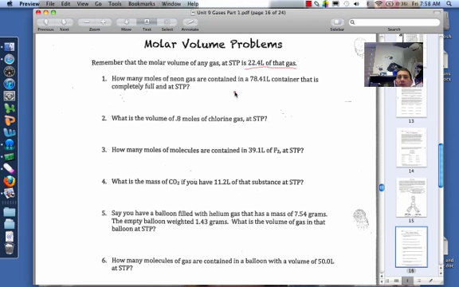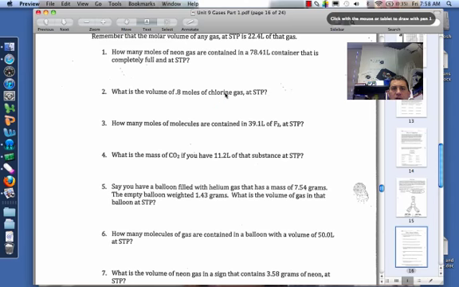That gas is going to occupy, if all the molecules are spread out as far as they can go and the kinetic energy is as low as it can possibly go, 22.4 liters. So it wants to know how many moles of neon gas are going to be in 78.41 liters. Well, let's go back to the way we did the first example. Start with what you're given. I always write that in the top left corner: 78.41 liters.